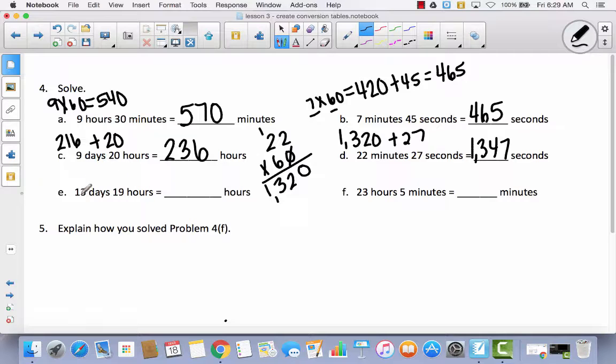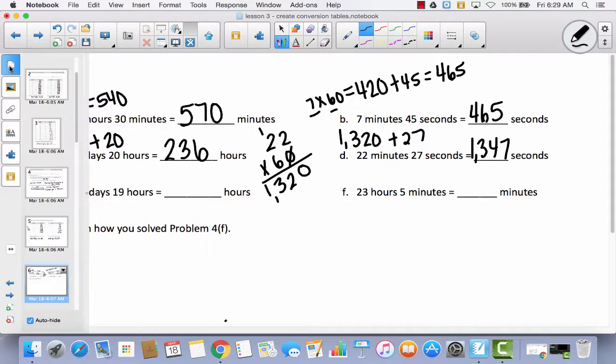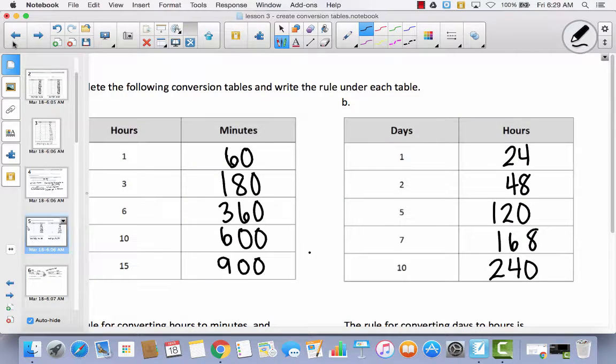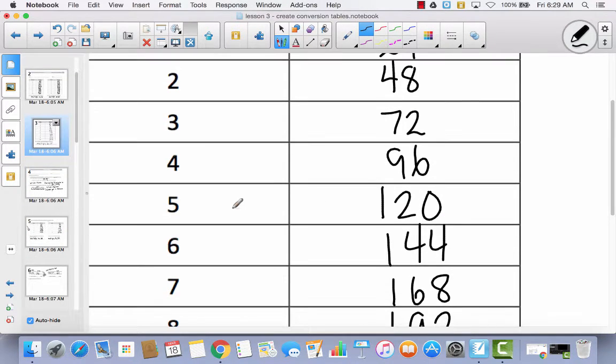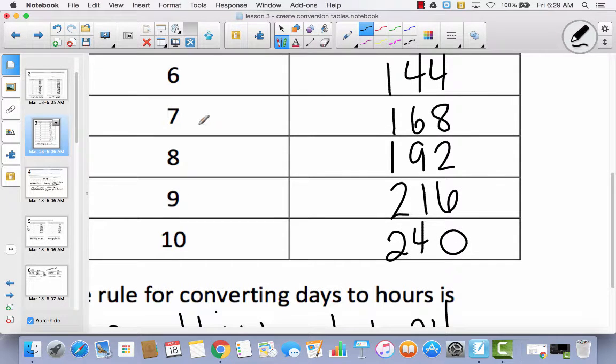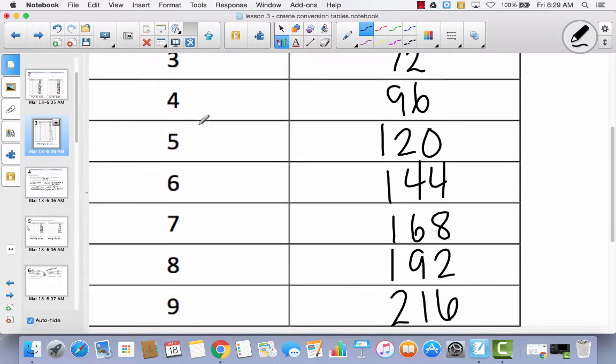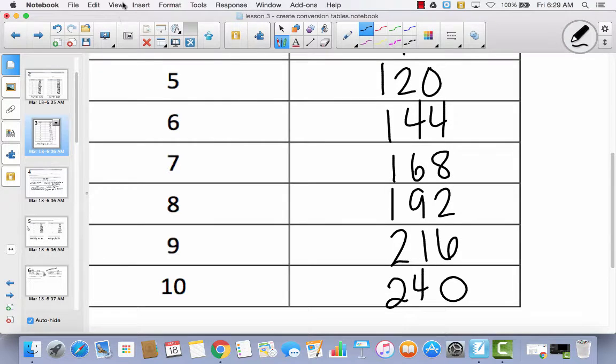So we've got 13 days, and we're trying to convert this to hours. So we could do 13 times 24, but we have those conversion tables. So let's go back and look and see if we can use our conversion table and see if that will help us. Okay, so let's go back to this one. So we could do 13 there, but I think it'd probably be better to go back to this one. And we've got 3, which is 72, and then we have 10, which is 240.